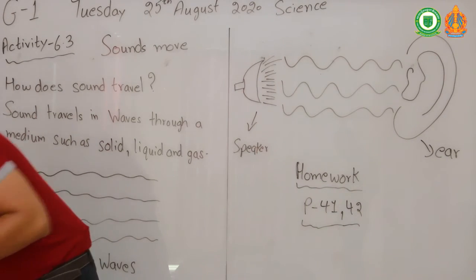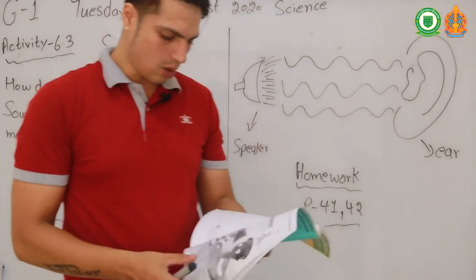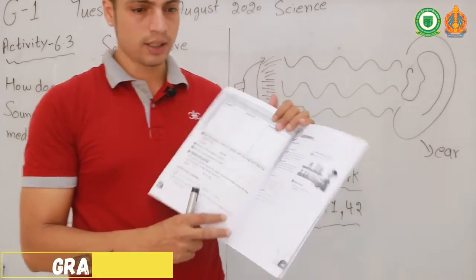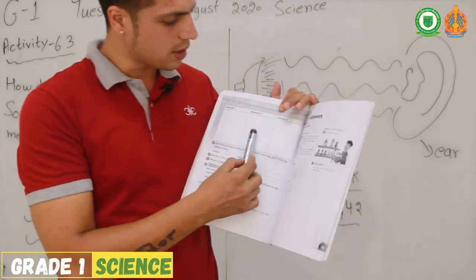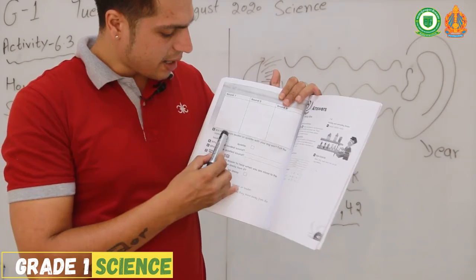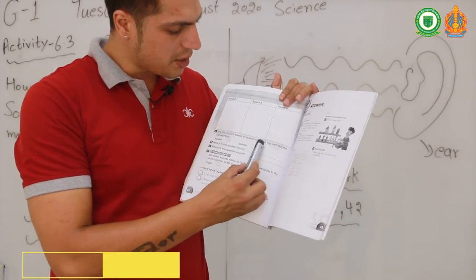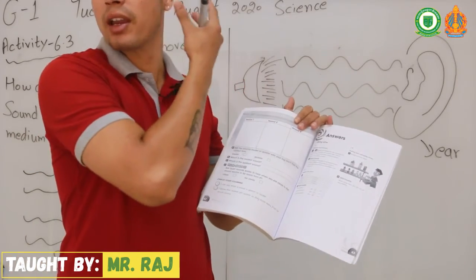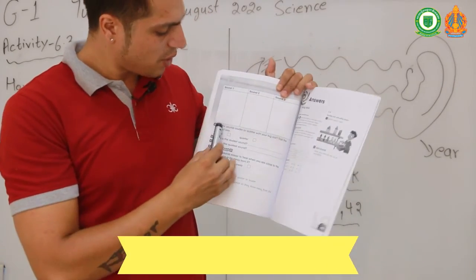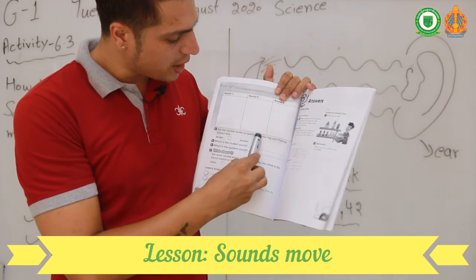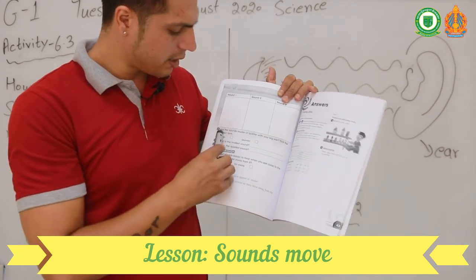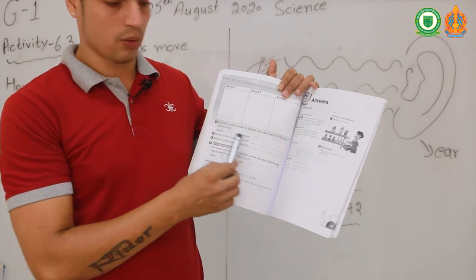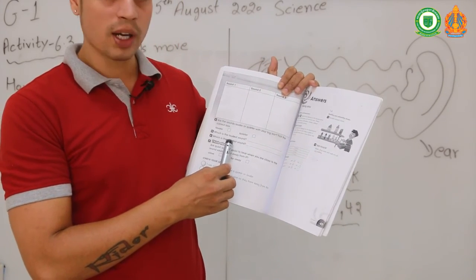And then on page number 42 you need to answer the questions. Sound 1, sound 2, sound 3. Are the sounds louder or quieter with your big ear? Because when you make this one, you make a big ear. So you need to find out, are the sounds louder or quieter with your big ear? Tick the correct box, louder or quieter. So which is the loudest sound? Which is the quietest sound?